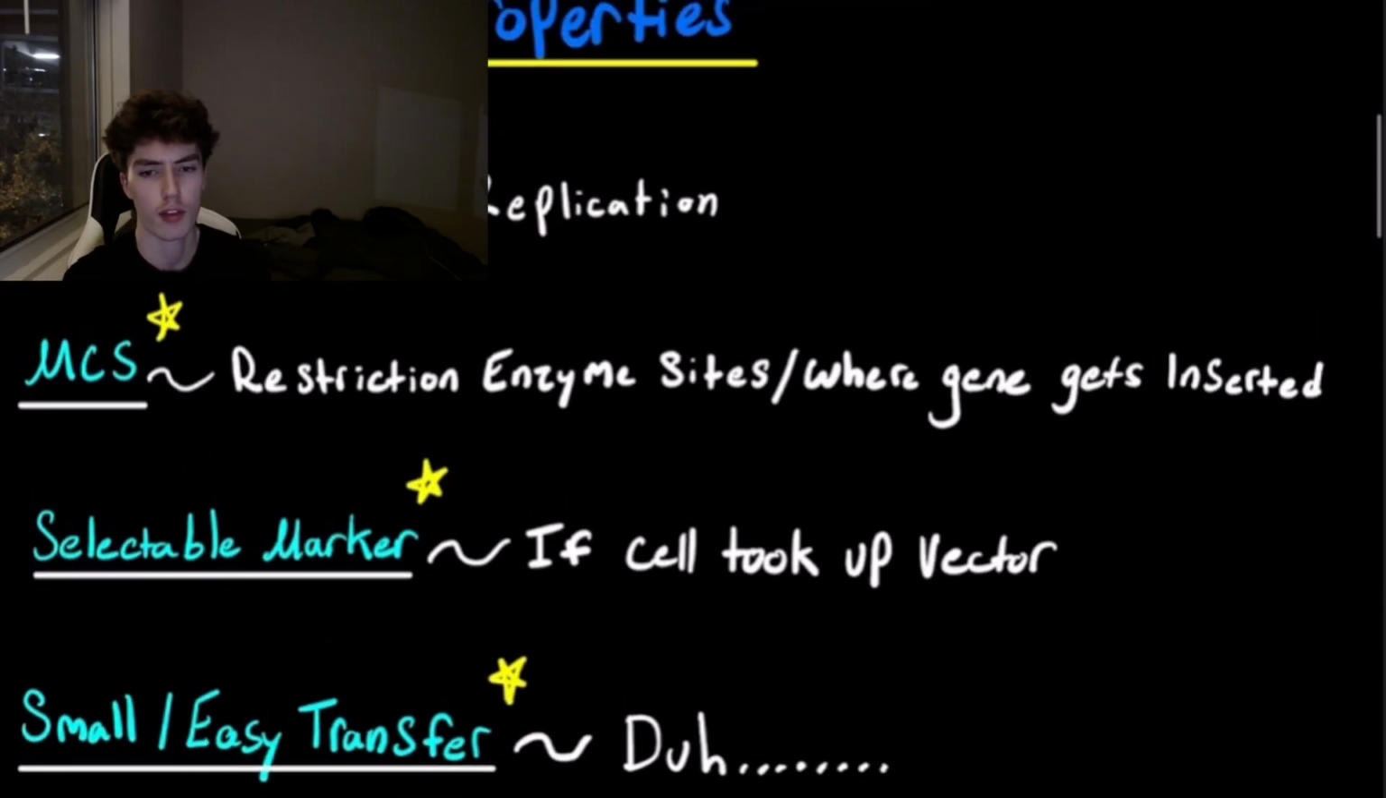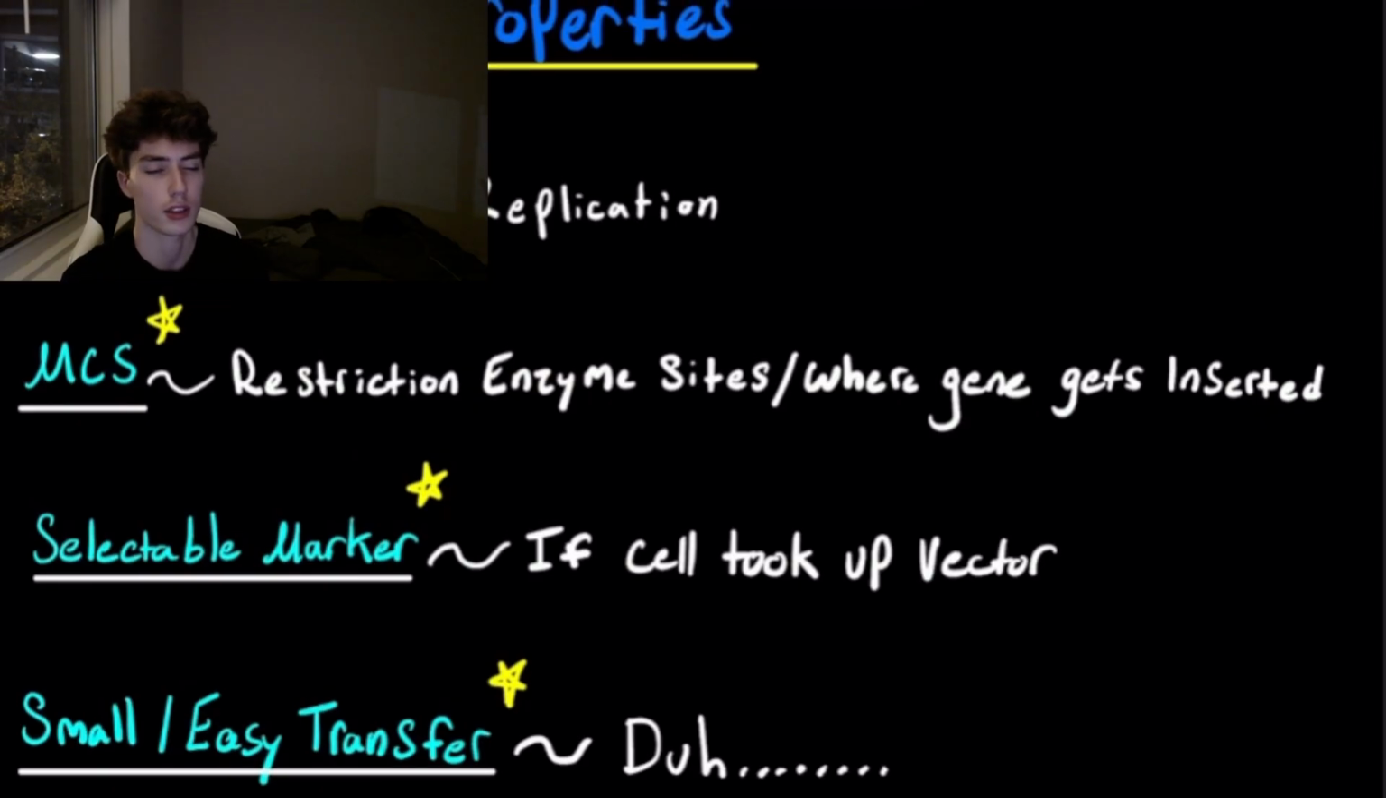The other thing that we have are multiple cloning sites. Multiple cloning sites are actually sites with a bunch of restriction sites where your gene of interest is going to get inserted. So that's all that means. The multiple cloning site is where your gene of interest is getting inserted.